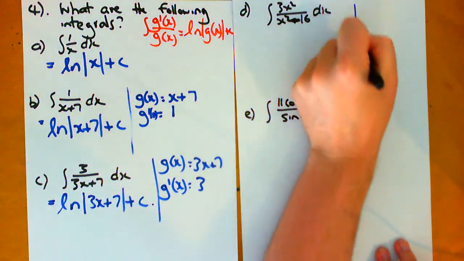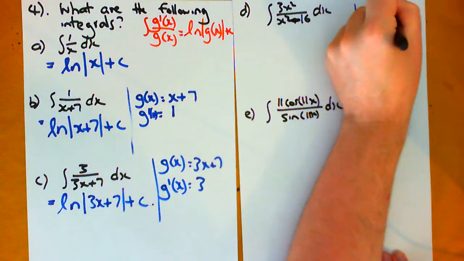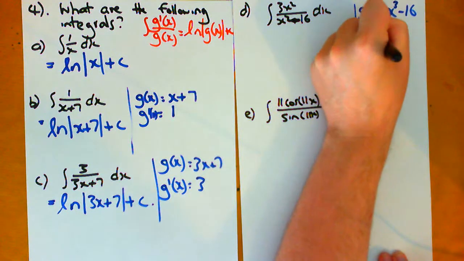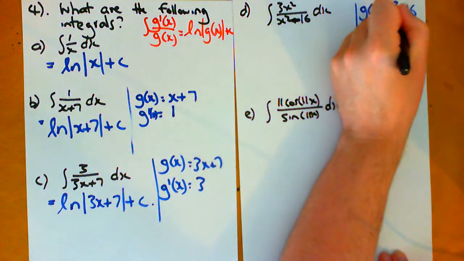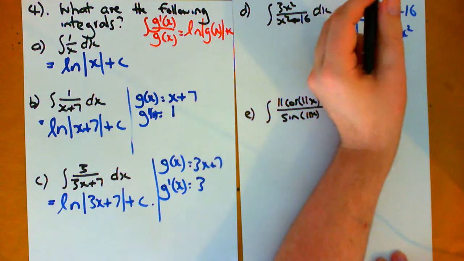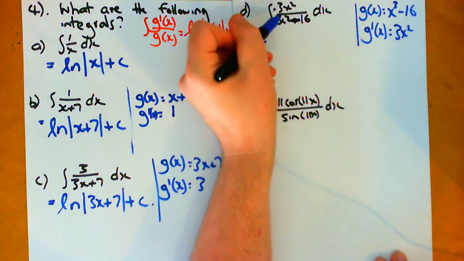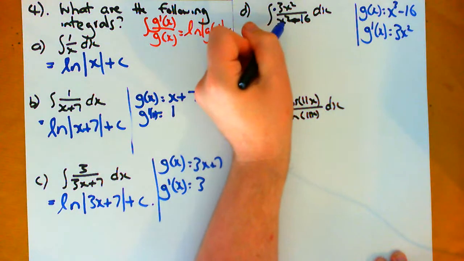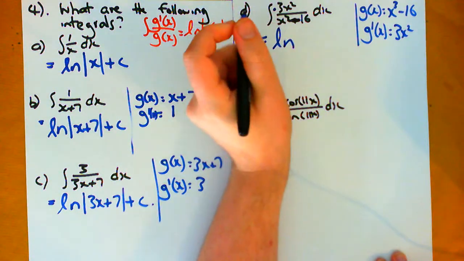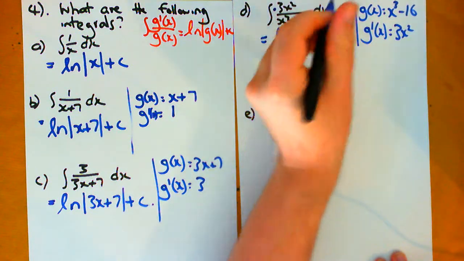Okay, so question D, same thing again. What's our g of x? That's what's on the bottom, which is x to the power of 3 minus 16. And g dash of x is its derivative, which, differentiating x cubed, we get 3x squared, and the 16 differentiates to 0. So again, it's got this form. It's got the form where you've got the derivative on the top, and you've got g of x on the bottom. So it's got, again, the g dash over g form, which means that we've got an integral of ln of the bottom, which is x cubed minus 16.